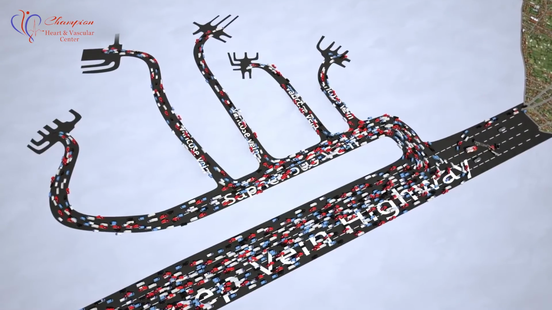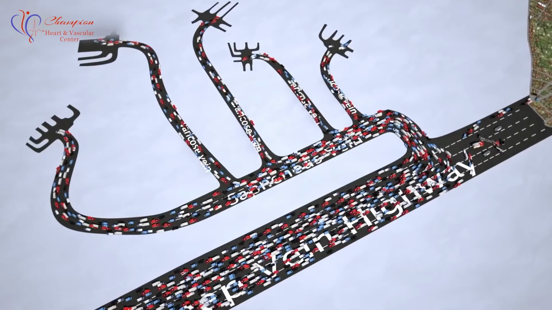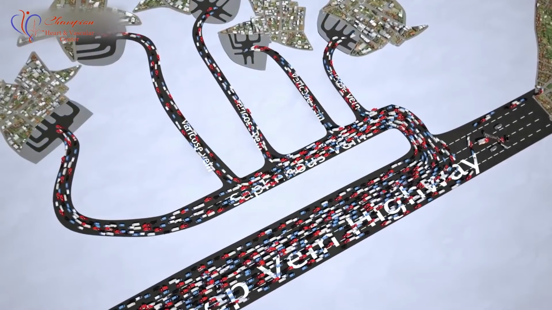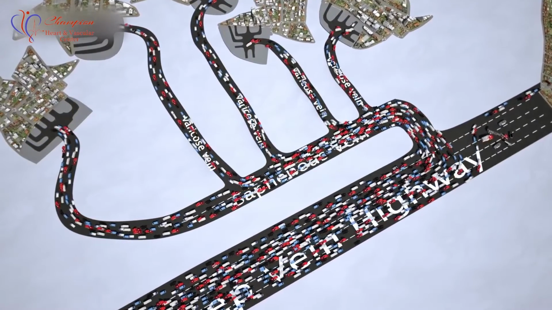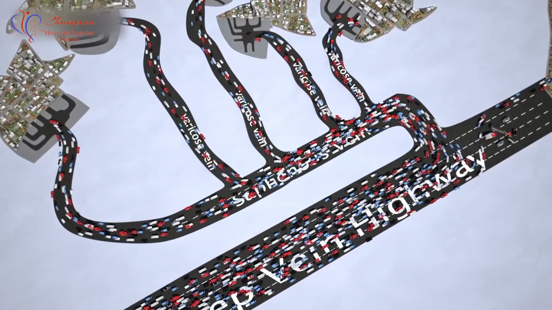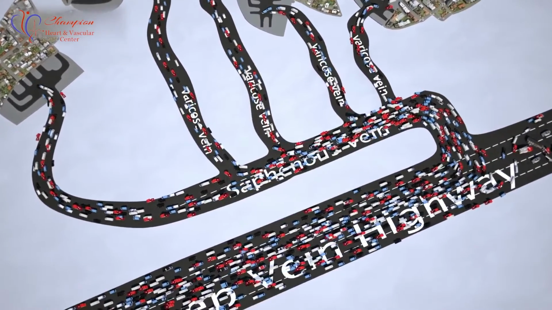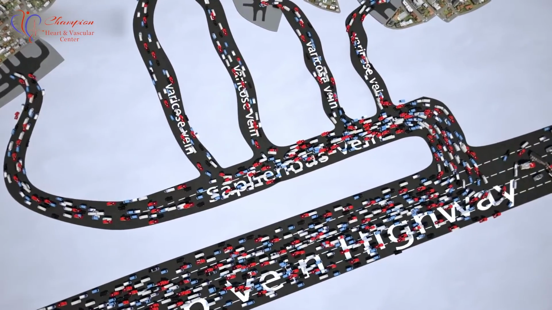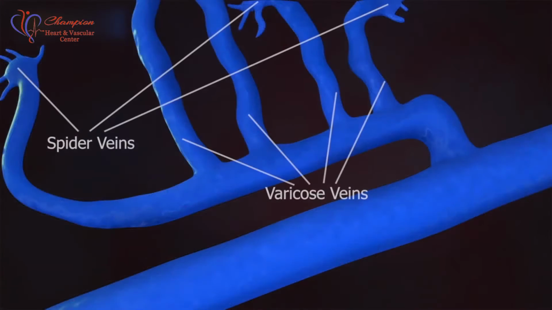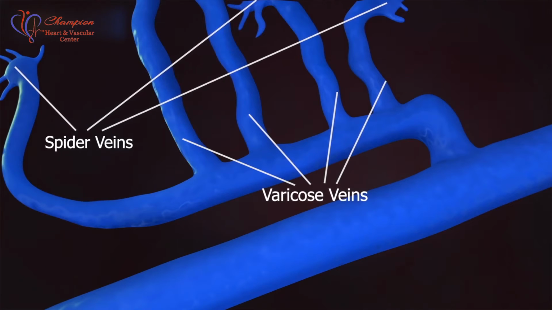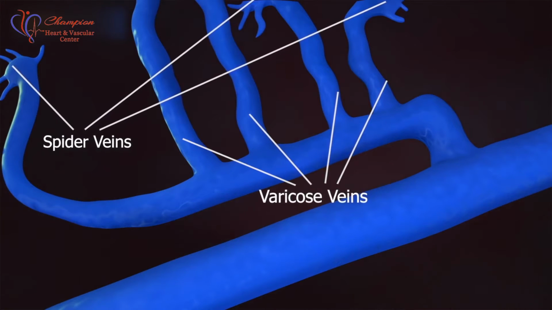Eventually, there is a traffic jam filling up these tiny side streets and driveways. The side streets have to get wider and longer to accommodate all of the new traffic. More and more cars crowd into driveways, forcing the driveways to get even larger. These side streets appear on your legs as varicose veins, and the driveways are spider veins.